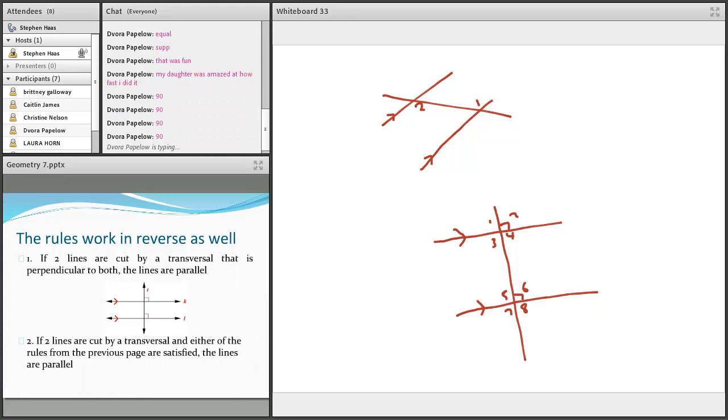Okay, Devorah is just going to type 98 times in anticipation of my question. And that's correct. All 8 of them are going to be 90 degrees. Why is that? Well, let's figure it out.